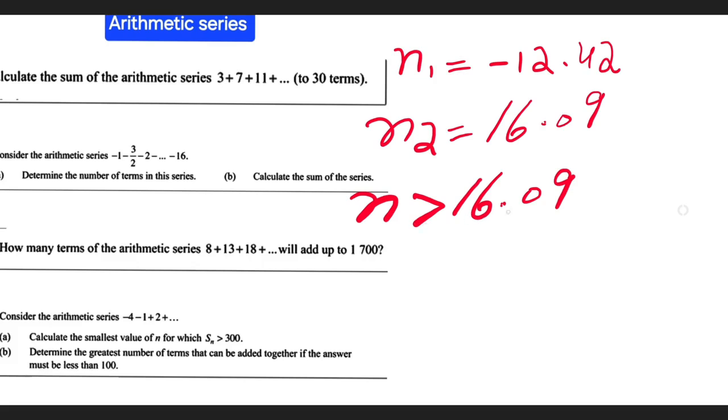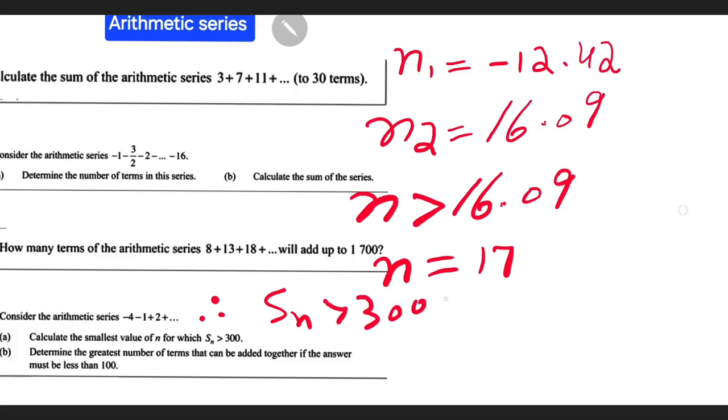So n is greater than 16.09, and the nearest whole number is 17. So n is going to be equal to 17. Therefore, my final answer is 17. Therefore, the smallest integer value of n for which Sn is greater than 300 is 17.